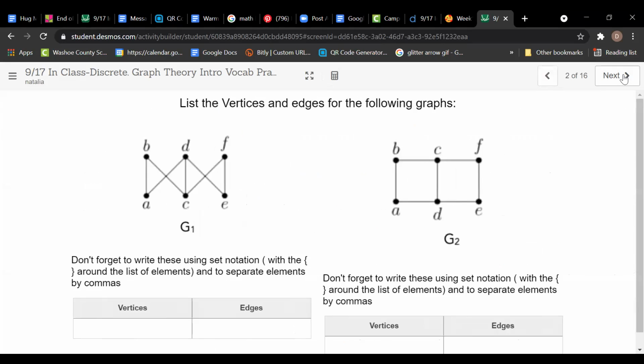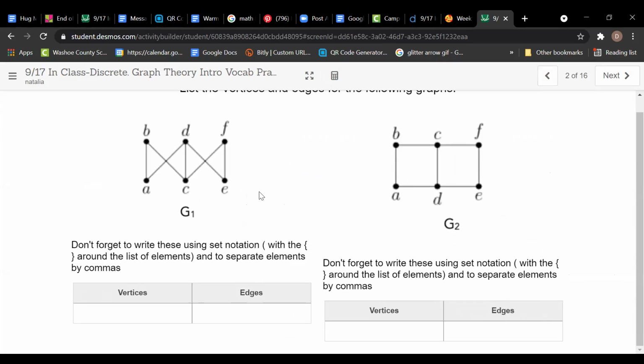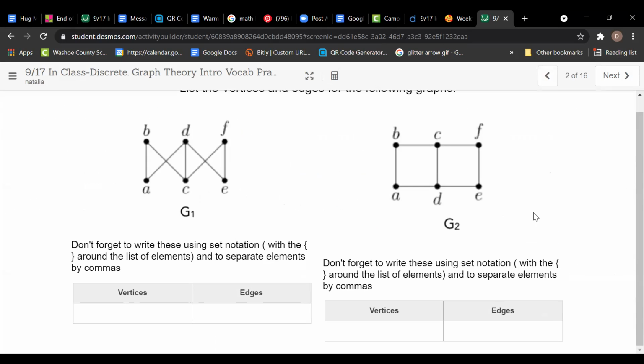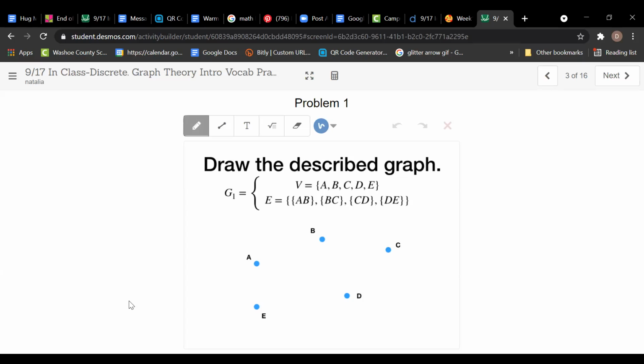There are 16 questions, click on next. And then what you're going to do is list the vertices and edges of the following graph. Once you list them, then go on to the next question. There are 16 of them altogether, and you can draw this and then explain this, okay? All right, you guys, as always, oh, you know what?